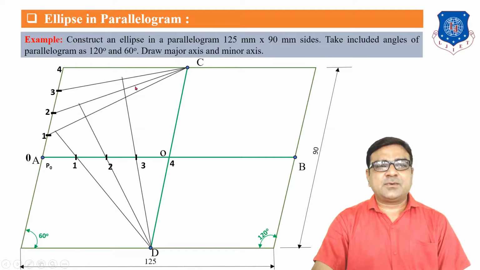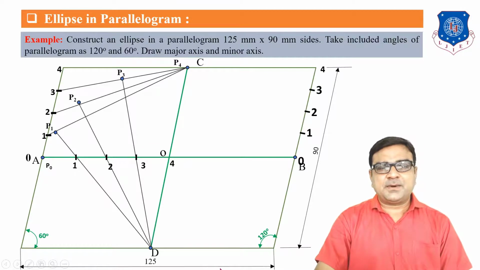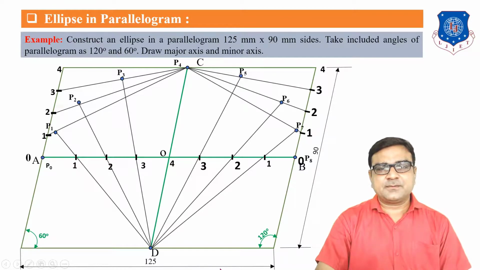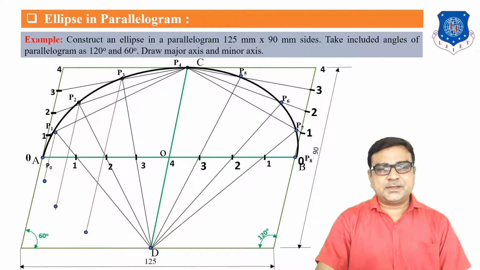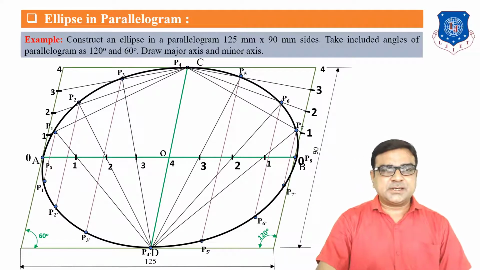Now the intersection point C1 and D1 is a point of the ellipse. Similarly P2, P3 and P4. Apply the same method on the right side and obtain other points of the ellipse P5, P6, P7, and apply the same method below the AB line, and you have to complete your ellipse. Okay.